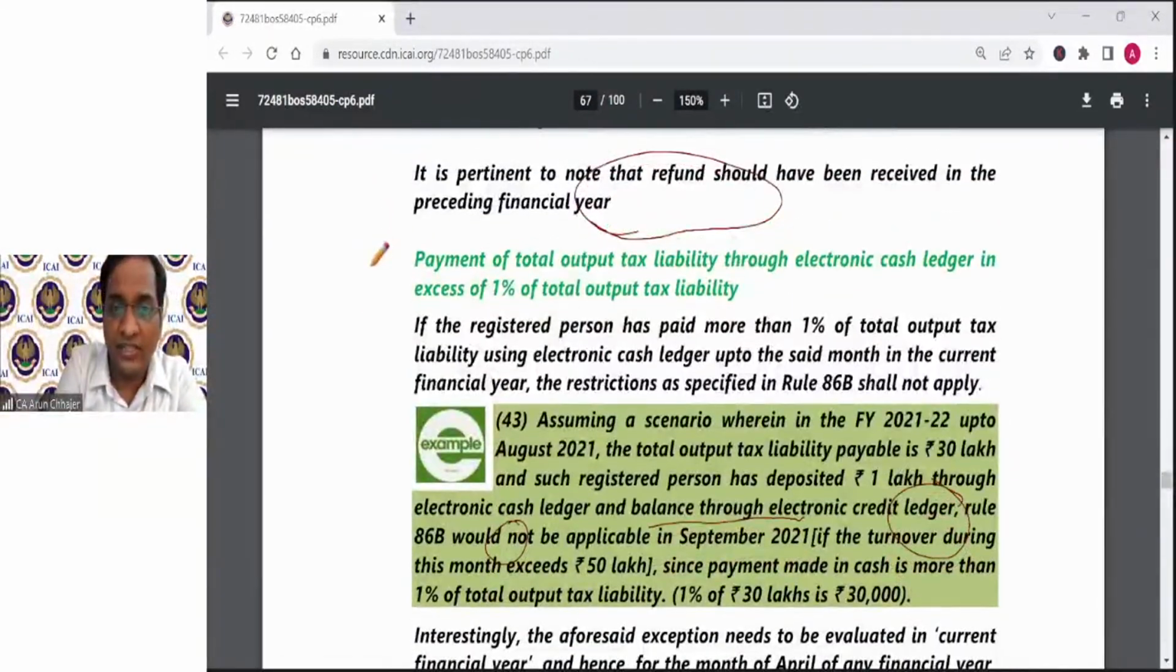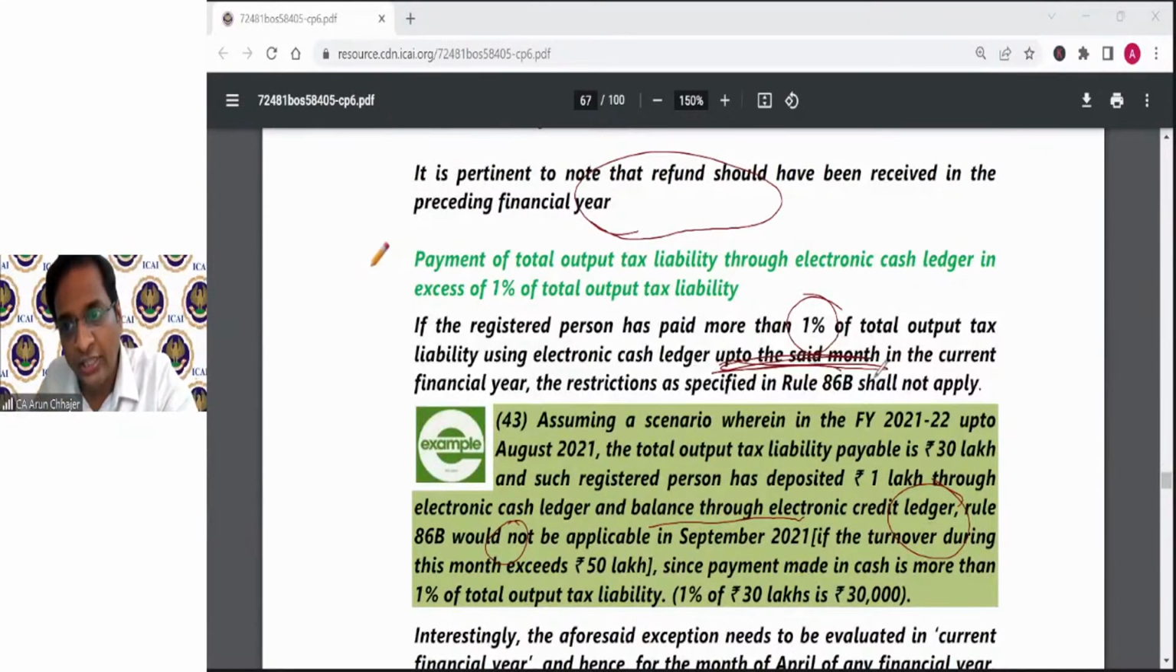Let's read. If a registered person has paid more than 1% of the total output tax liability using the electronic cash ledger up to the said month in the current financial year, let's say I'm sitting in the month of July, so April to July total accumulated liability, and if you have already paid 1%, then in the July month, even though the taxable supply exceeds 50 lakh, you are not required to pay 1% in this current month if you have the sufficient balance.